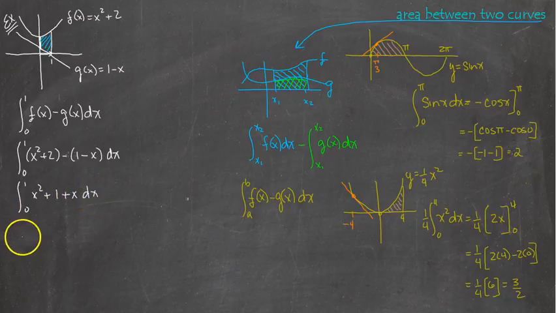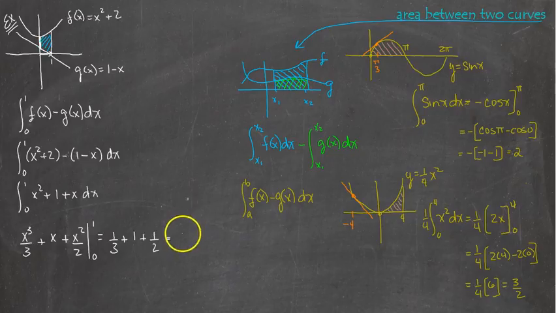I'm going to go ahead and take the derivative, or excuse me, the antiderivative. So I have x cubed over 3 plus x squared over 2, and I want to evaluate that on the interval from 0 to 1. So the 0 is just going to zero out, so all I have to worry about is the first part. So I have 1/3 plus 1 plus 1/2, which is, nope, that's not right.